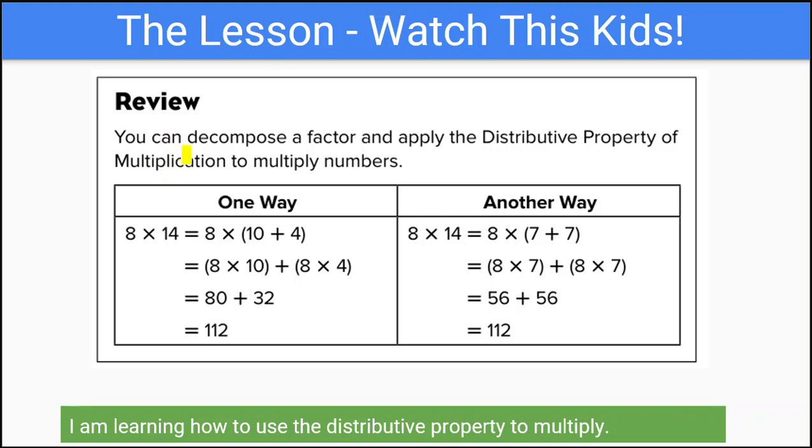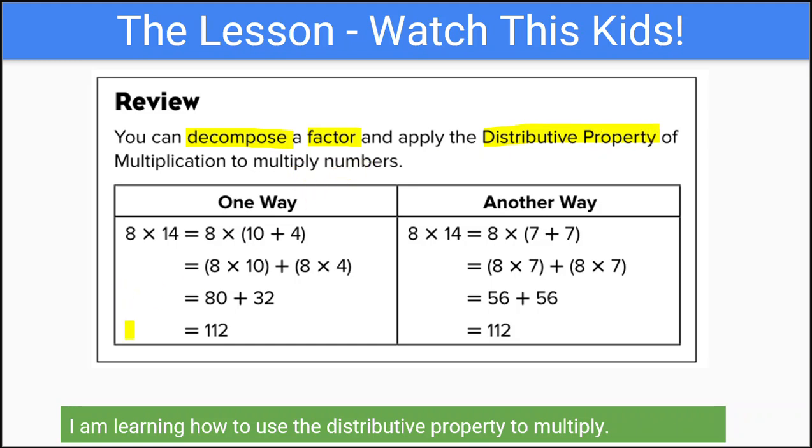It says right here that you can decompose, and we've talked about that word before. That means you can just break a number apart. You can decompose a factor. A factor times a factor equals a product. So you can decompose a factor and apply something called the distributive property of multiplication to multiply the numbers.